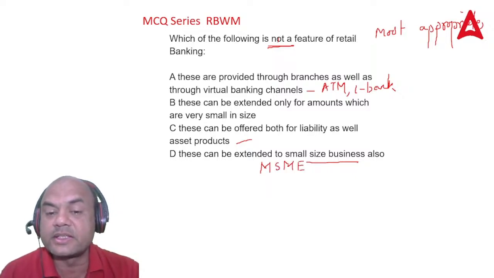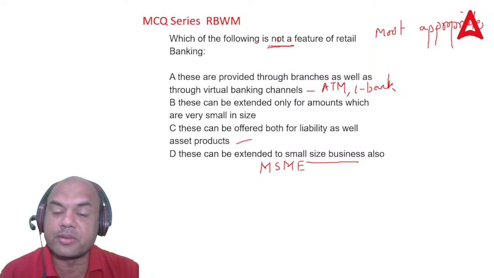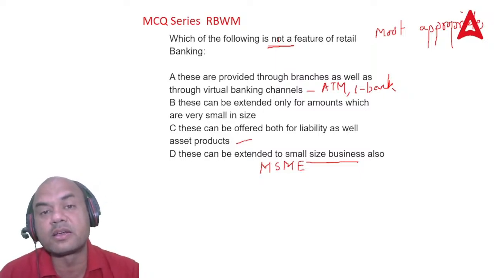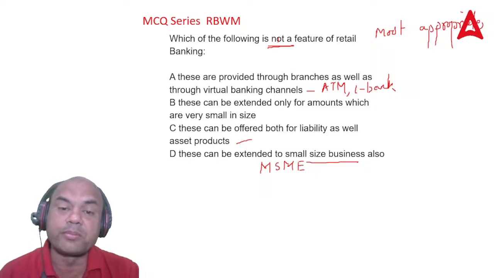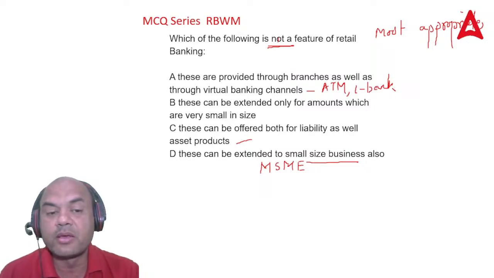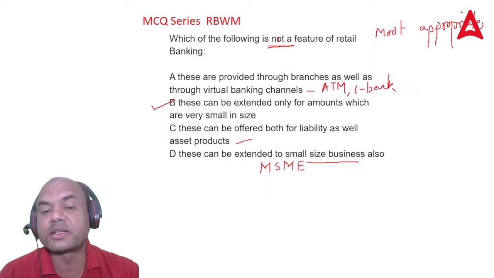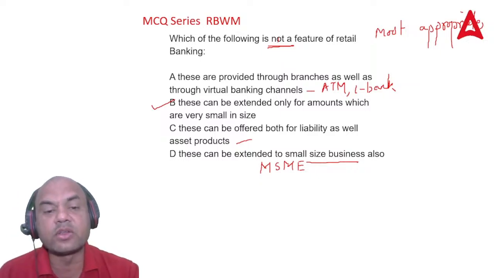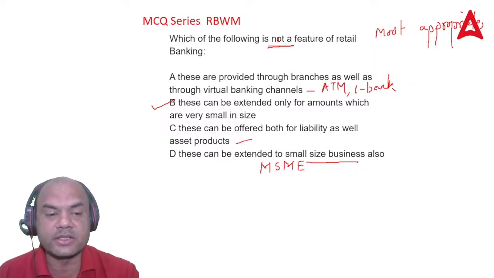MSME. So this is a feature also. Again, it's a feature because in retail banking, we give loans to the smaller retailers as well as small companies also. So the best answer over here will be B. These can be extended only for amounts which are very small in size. So that is not a feature now. Retail banking is not limited to very small accounts now.